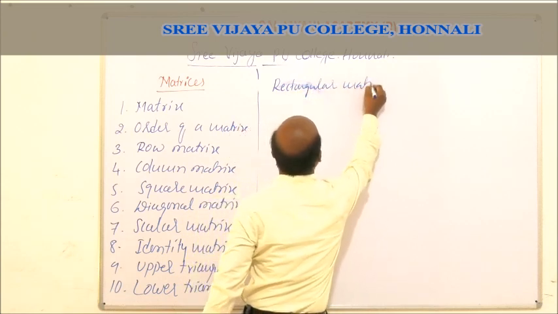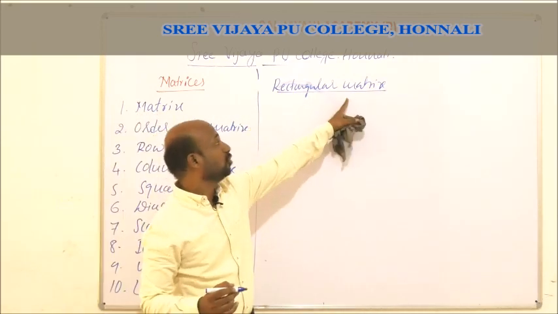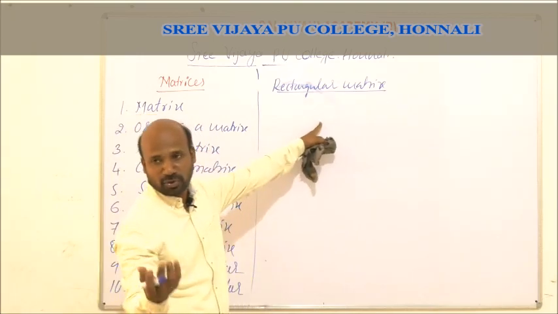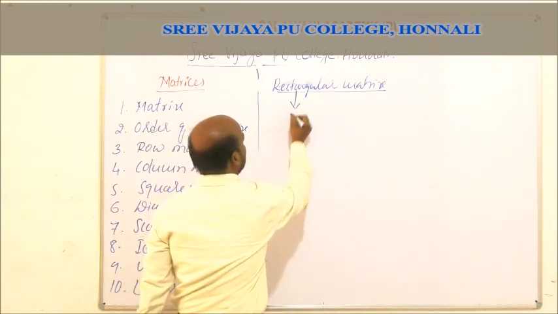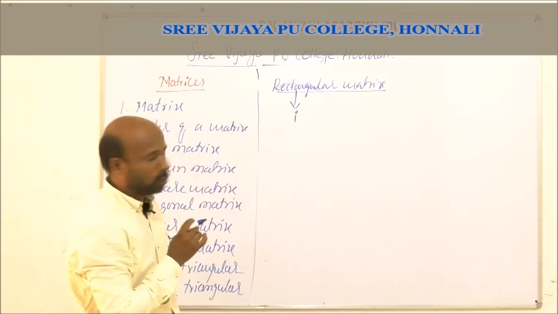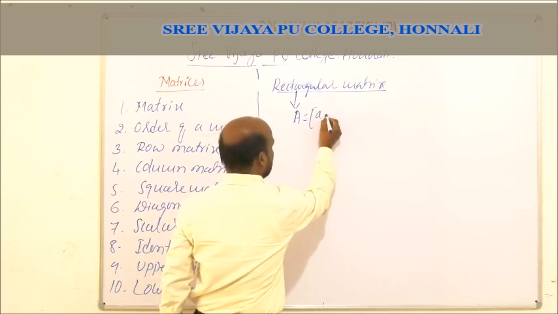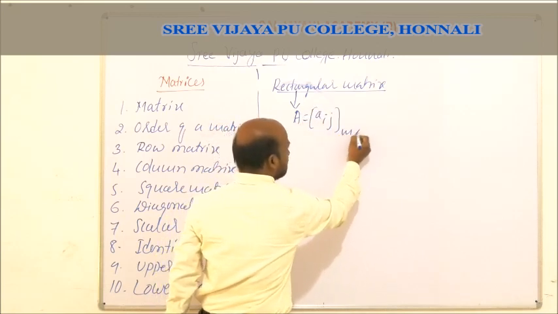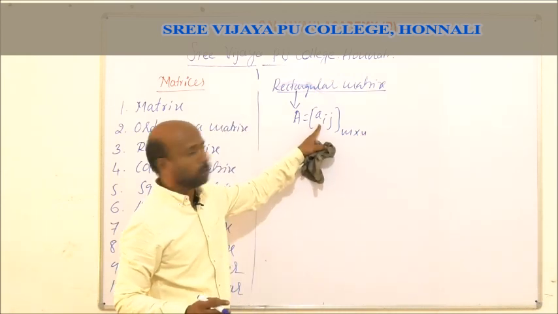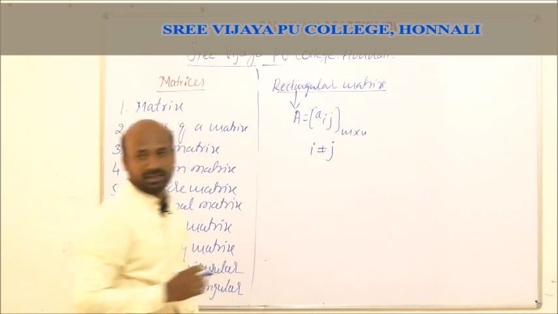Rectangular matrix. If the number of rows of the matrix is not equal to the number of columns, then it is called a rectangular matrix. I already said that i represents the row and j represents the column. The matrix A = [aij] is of order m by n, where i indicates row and j indicates column. If i is not equal to j, then it is a rectangular matrix.